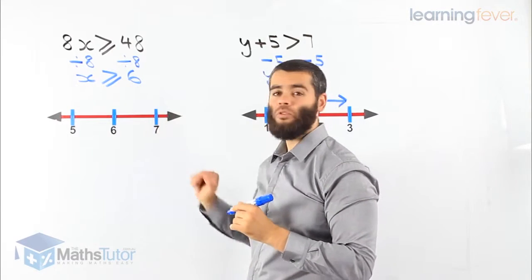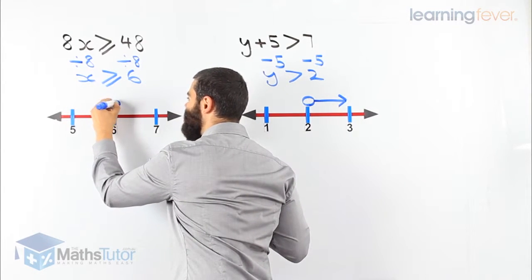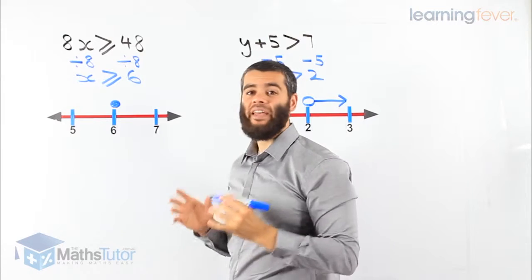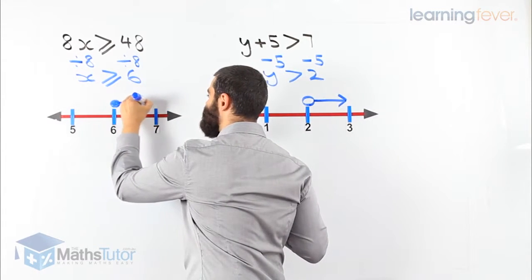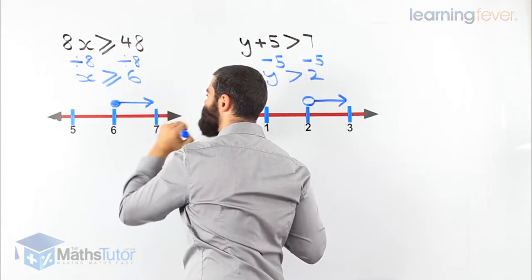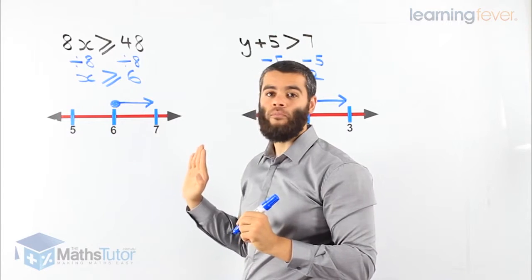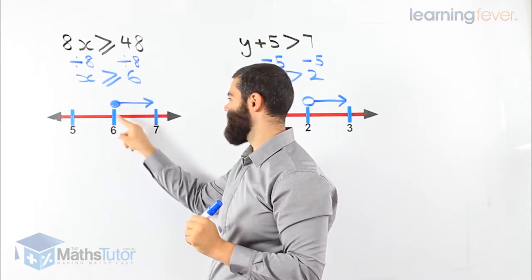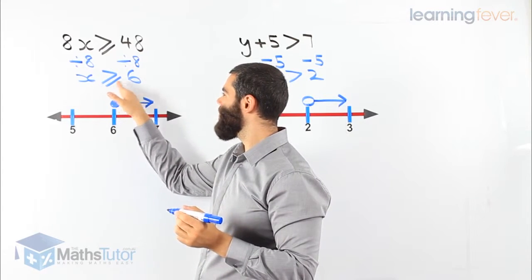Because it has the equal to as well, we have to draw a circle and we have to color it in. So we're saying x can be 6, but it is also greater than 6. So we show our arrow towards the greater side. So it can be 6 or more. That's why we color it in. We're saying it can be 6 or more than 6 as well. X is greater than or equal to 6.